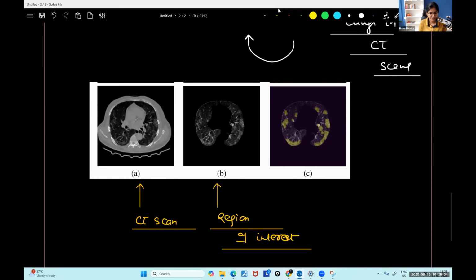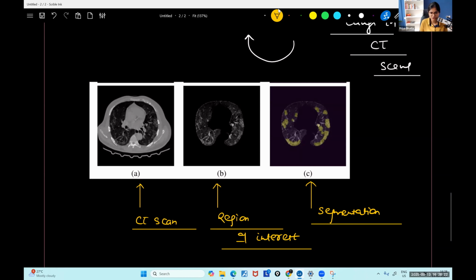So I have figured out that it is basically inside the lung. So I will just try to capture that lung area. And once I capture that, now I can just filter out the infectious portion. And this is what we call segmentation. This is the task of image segmentation.